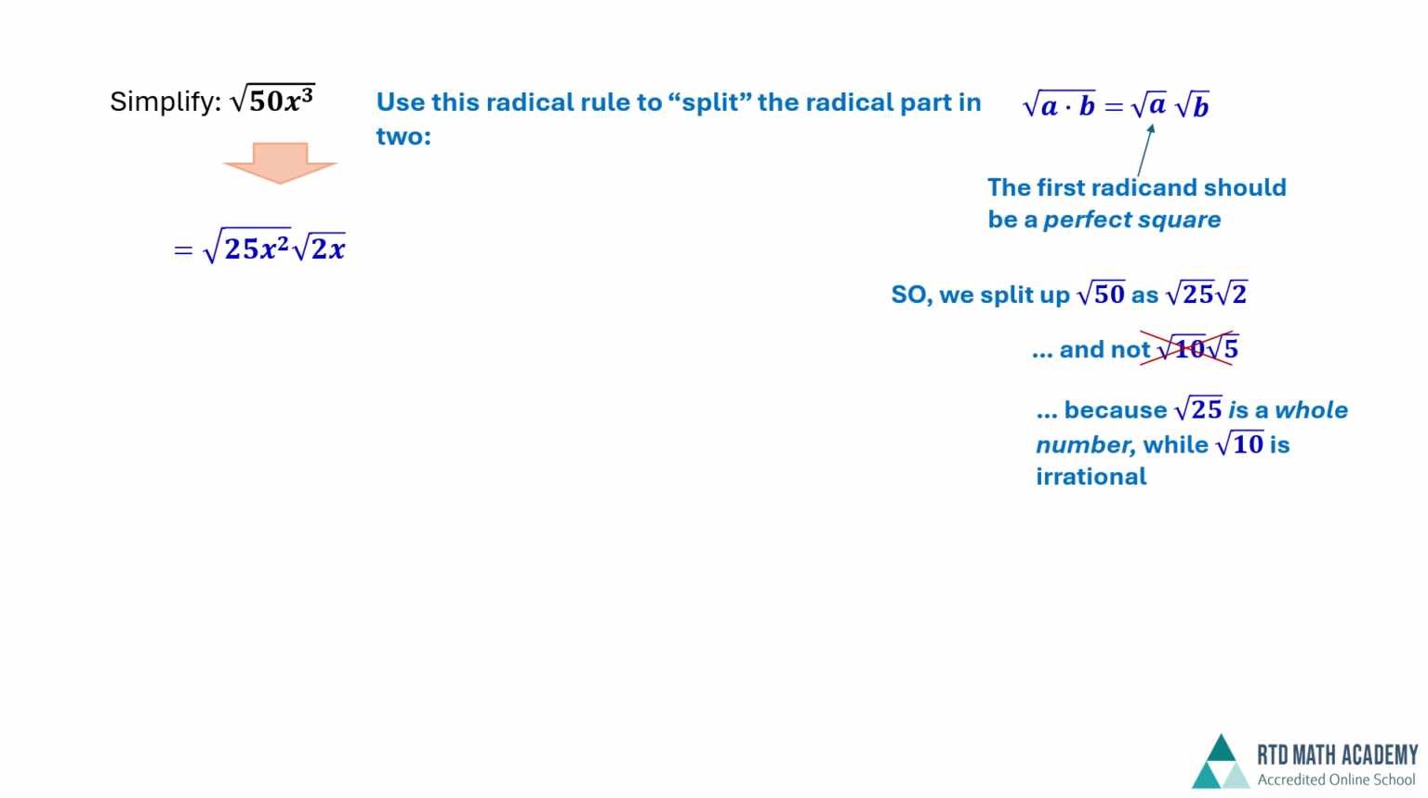Now the x squared part we can square root. When you square root x squared, you just get x. But that x part is kind of like the 2. It's going to sit in that second radical with the 2 because we can't square root that. We can't simplify square root x. Square root x is just square root x.